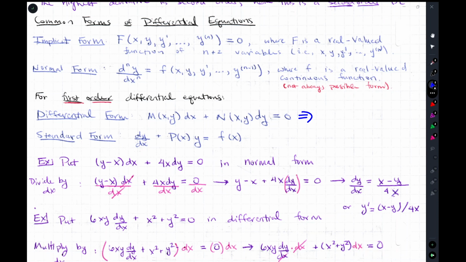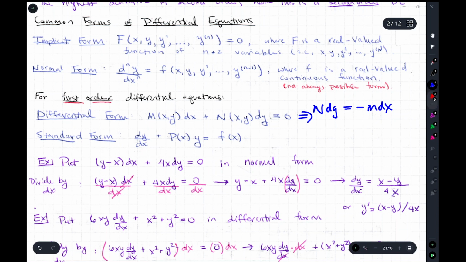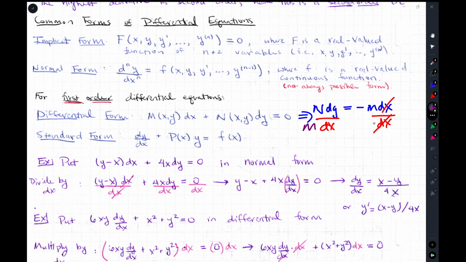So for example here, what we could do if we wanted to put this in normal form, you could say, okay, well, n dy then is equal to negative m dx. We just moved m dx to the other side. And then you could divide by dx, and so that cancels, and we'll divide by n, okay, and we end up getting dy/dx is equal to negative m over n, which is a function of x and y, on the right-hand side, okay? And so now we converted this differential form into the normal form.